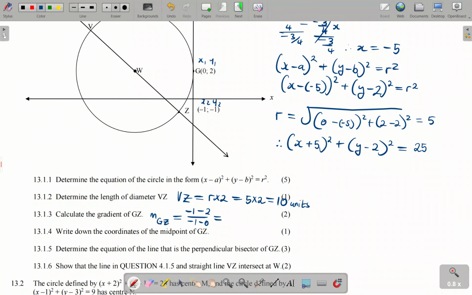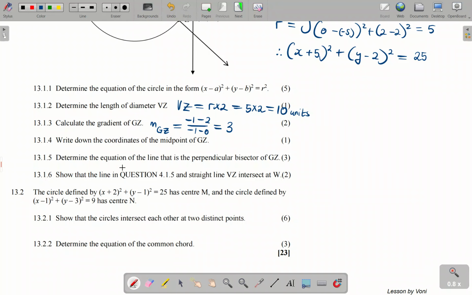So now let me see. Negative 1 minus 2, over negative 1 minus 0. So the gradient is simply what? Read them. That will be it. Now let's take a look at the next one.